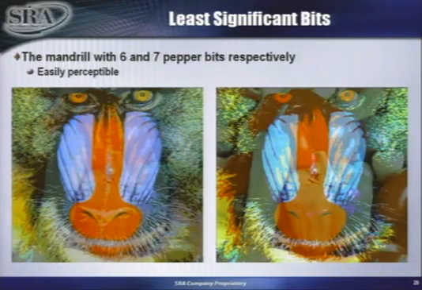And also, there's another effect that happens, and that is the mandrel starts to lose some detail. Because now that you replace 6 and 7 bits, not only are you putting this other image there, but you're taking away the detail information of the mandrel, so it starts to look more and more like a cartoon as opposed to an actual picture.